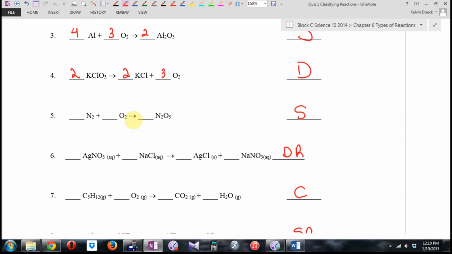Number 5. I got the nitrogens matching right now. I got 2 oxygens on the left, 5 on the right. What do I want to turn them both into? 10, right? So my first guess is putting a 2 there and a 5 there. That gives me 10 oxygens. But now I've just changed the nitrogens. Now I have 4 nitrogens. 2 times 2 is 4. Hey, wait a minute, I can fix that right there. 2, 5, 2 balances that equation.